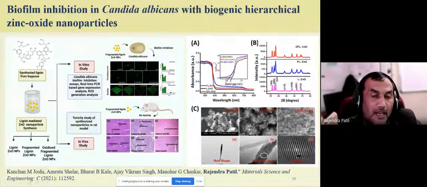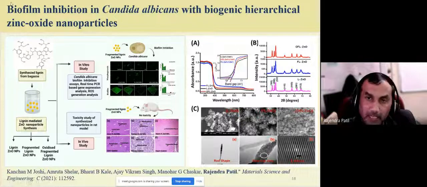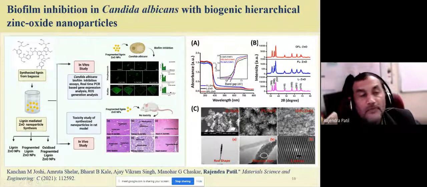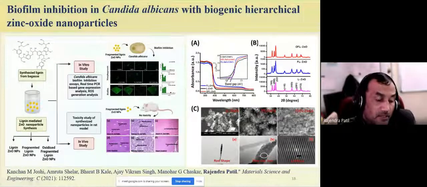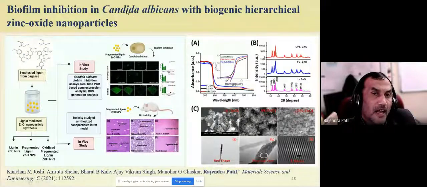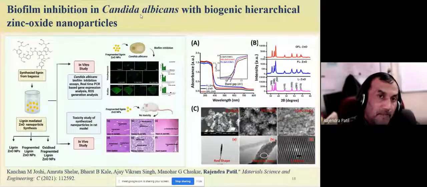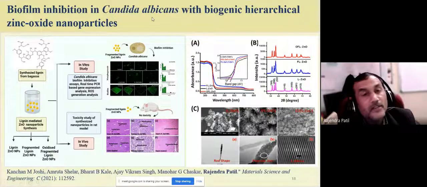Now I'd like to give a brief account of the work that my lab has performed. My lab recently synthesized zinc oxide nanomaterial using lignin, and it has targeted the biofilm of Candida albicans. Candida albicans is a type of fungus, and these days it is observed in most hospital infections. Importantly, Candida albicans has the ability to produce biofilm. When it forms biofilm in human tissue, the immune system cannot recognize these cells because of the presence of the biofilm.